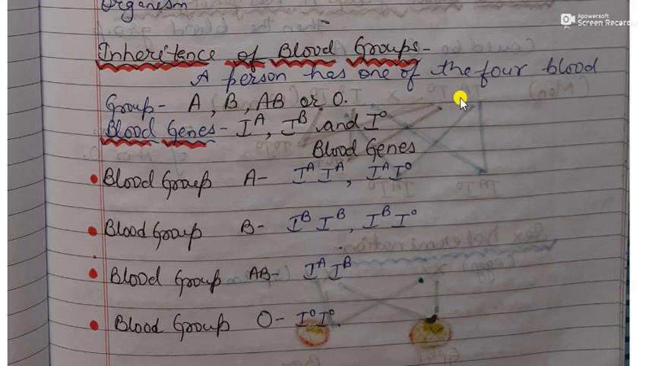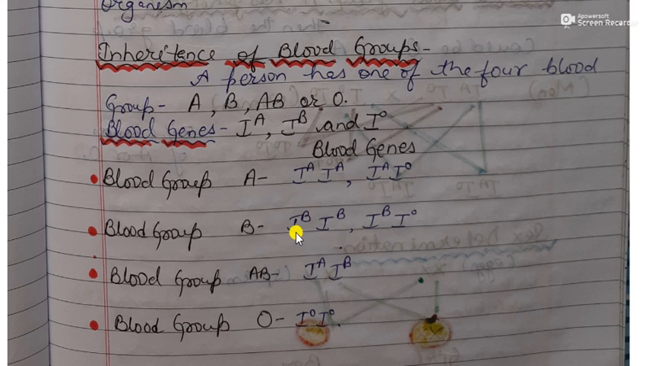A person has one of four blood groups. In human beings, four blood groups are found: A, B, AB, and O. The genes which control these blood groups are IA, IB, and IO. Now, the blood groups have the following combinations of genes. For blood group A, the combinations are IAIA or IAIO, because IO is recessive. It would not be able to express itself, so the overall blood group of the person would be A.